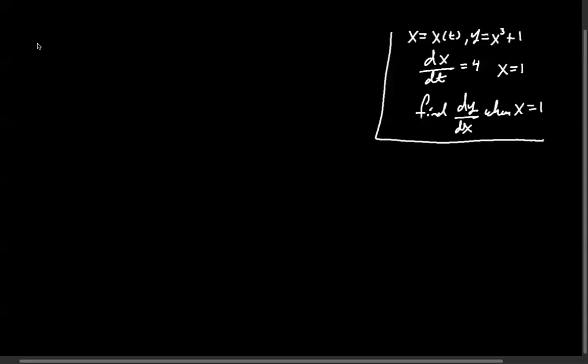Okay, they want us to find the derivative of this problem here. They say that x is a function of time, y is a function of x. This is the first derivative of x with respect to time. When x equals 1, find the first derivative of y with respect to x.